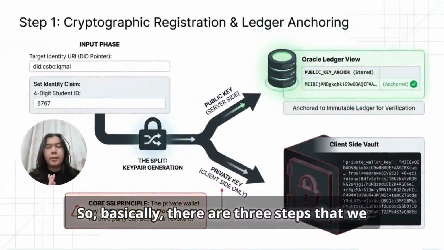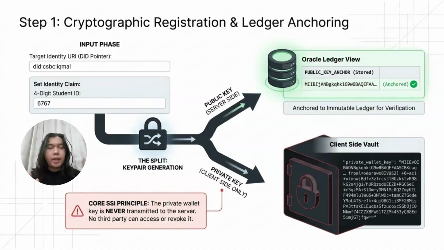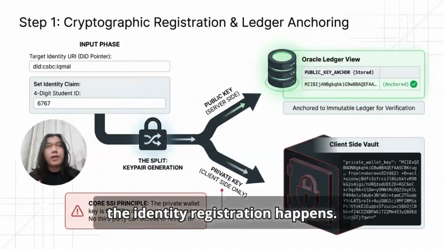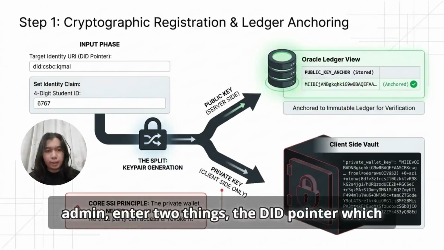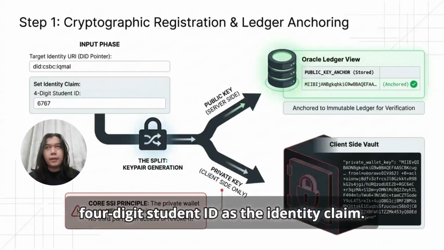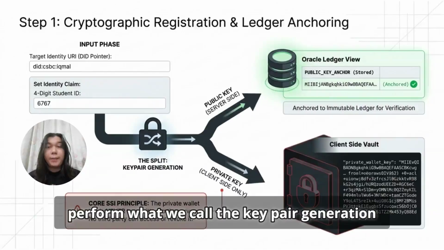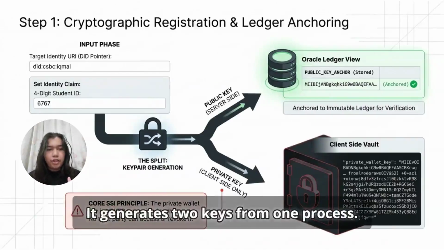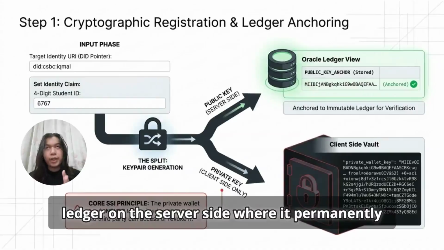Basically there are three steps that we would like to highlight, and the first step is the cryptographic registration and ledger anchoring. For step 1, this is where the identity registration happens. As you can see on the left side, the issuer, in this case the university admin, enters two things: the DID pointer, which acts like a unique identity address, and the 4-digit student ID as the identity claim. Once it is submitted, the system performs what we call the key pair generation, shown here as the split. It generates two keys from one process. The public key is sent to the Oracle ledger on the server side, where it gets permanently anchored there.